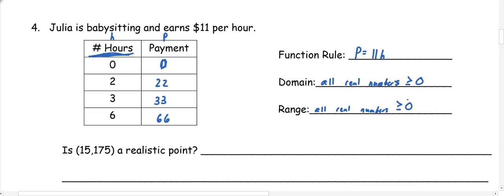So is (15, 175) a realistic point? Well, if she's babysitting 15 hours times $11, that's only $165. So is it a realistic point? No, because it is not a solution to the function rule.